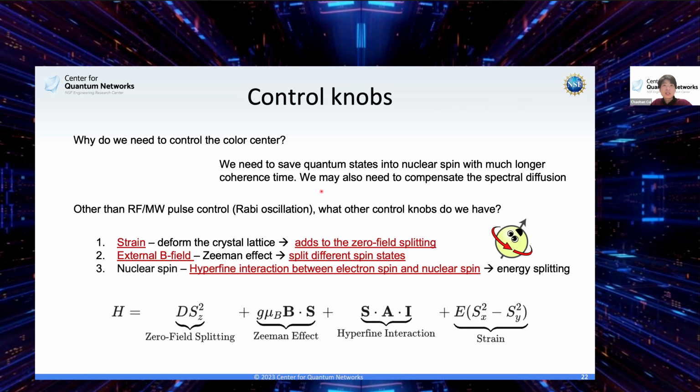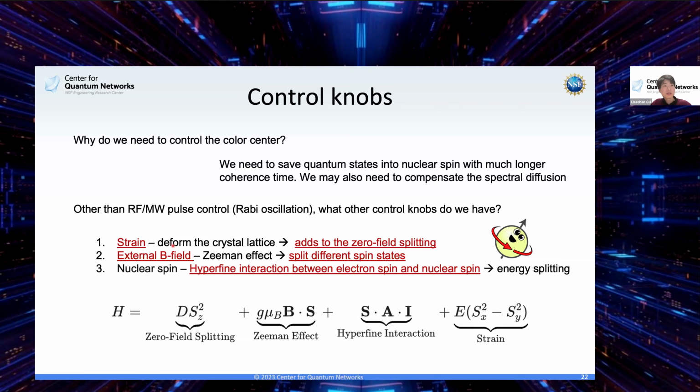Another thing we want to control is to compensate the spectral diffusion. We want the photons emitted, entangled with your quantum memory state, to have identical frequencies. We already know that, similar to atomic systems, you can do RF and microwave control that triggers single qubit gates on a single spin. What other knobs can we have?